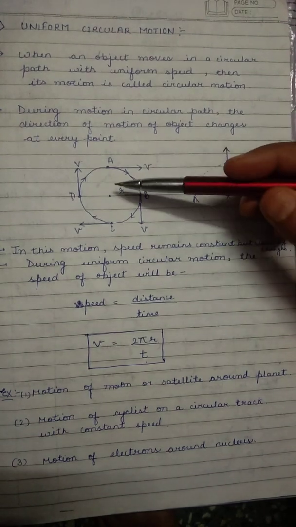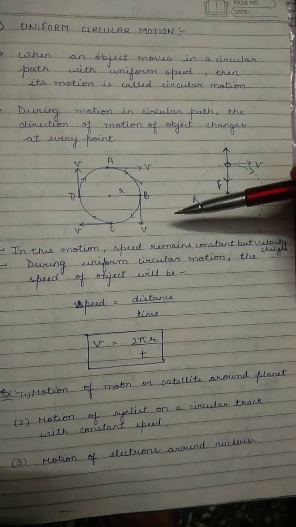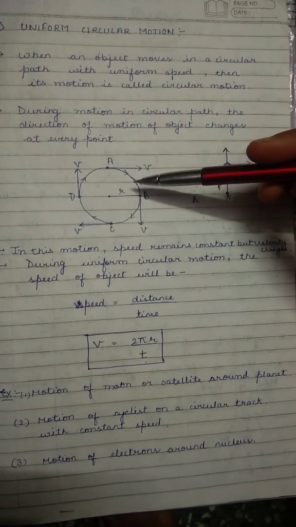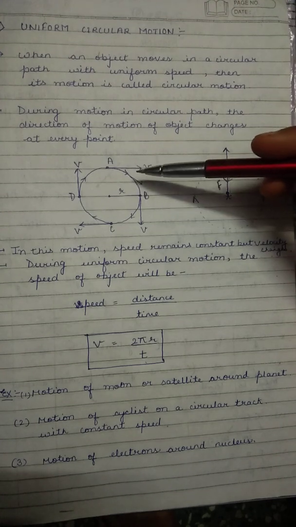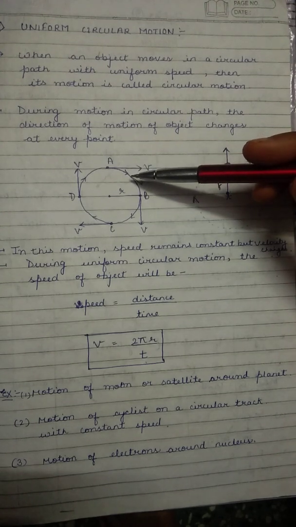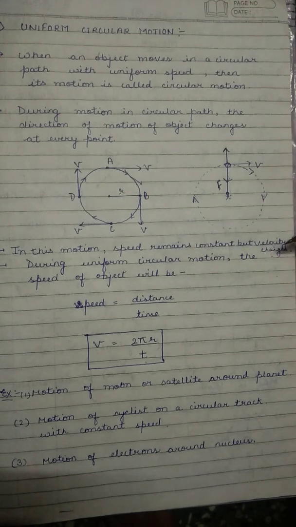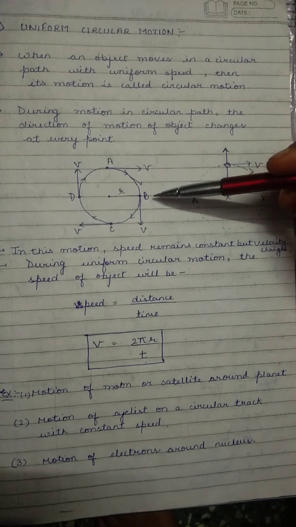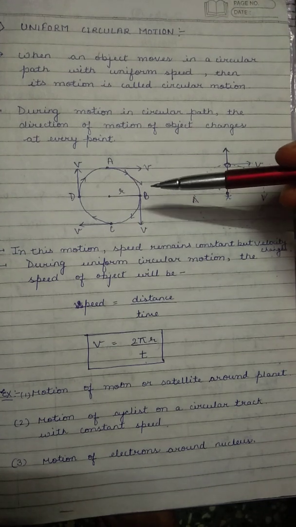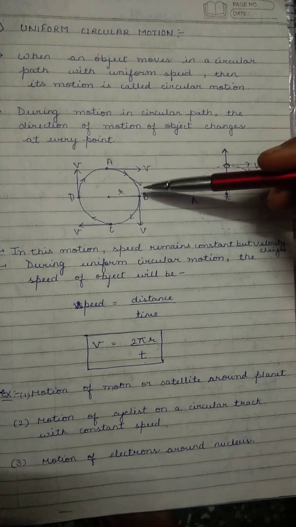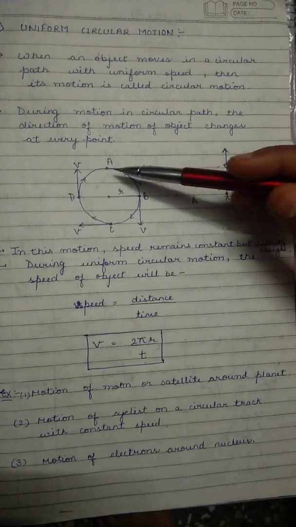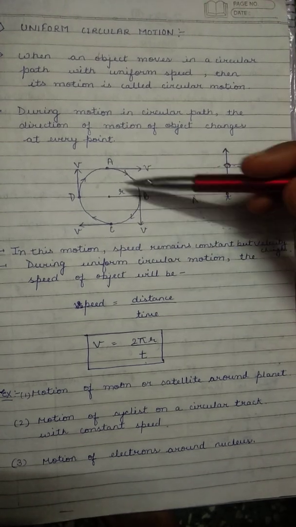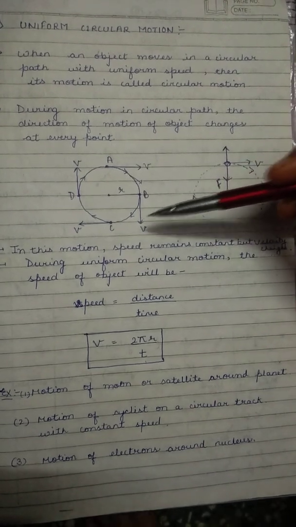Okay, now one more thing: during circular motion the speed remains constant because speed is a scalar quantity, so direction has no effect on the speed. But the velocity changes with respect to the direction of motion, because at every point the direction is going to change. That's why we can say the velocity changes only with respect to the direction of motion. The magnitude of velocity will remain the same, only the direction of velocity will change.